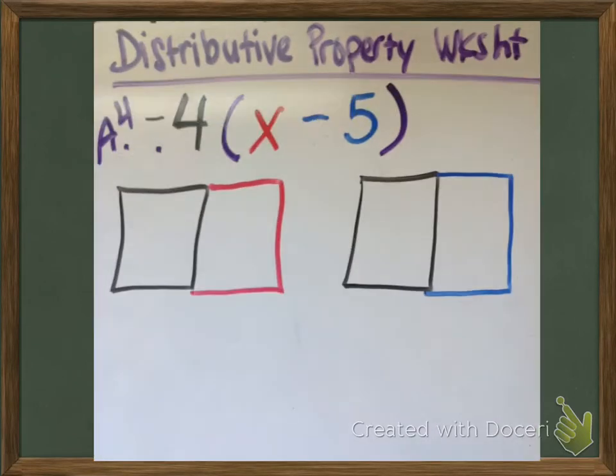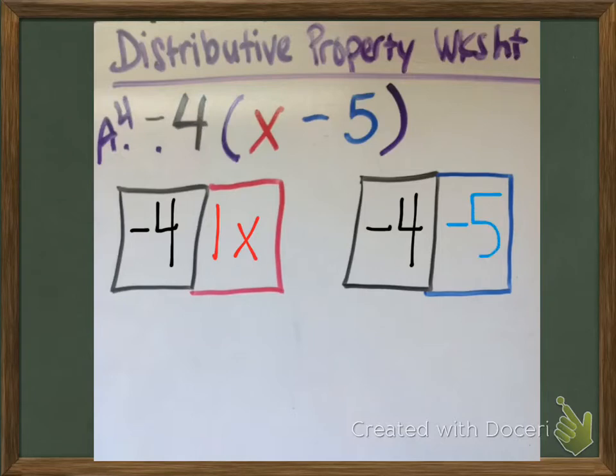Now look at A4. Negative 4 times the quantity of x minus 5. What do you think the answer is? Okay, you're going to multiply negative 4 times each letter or number, so we bring down the negative 4. Bring down your x, which again is really a 1x, and bring down your negative 5.